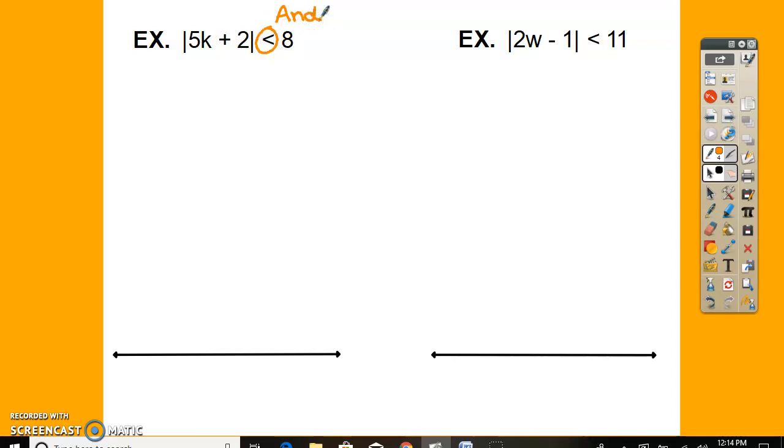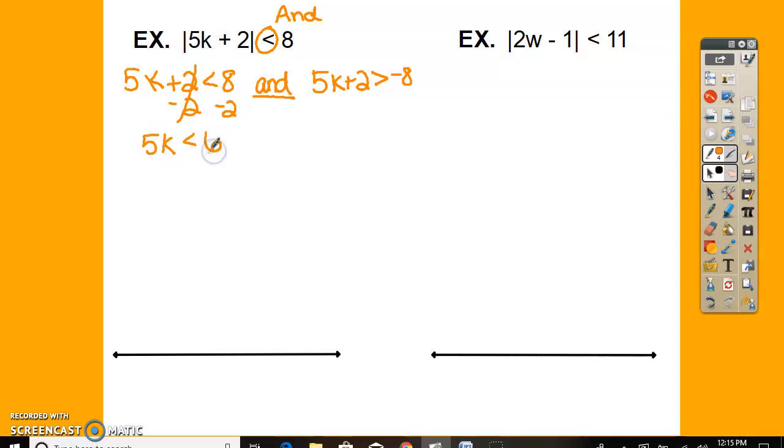So when I split this, my first inequality is 5k plus 2 is less than 8. I make it exactly the same as my original, but I drop the absolute value bars. I need the word "and" in between these, and my second one is 5k plus 2 is greater than negative 8. So I flip the inequality sign, and I flip the sign on the number. Now I'm just going to solve them both. So I'm going to subtract 2 from both sides. I get 5k is less than 6.